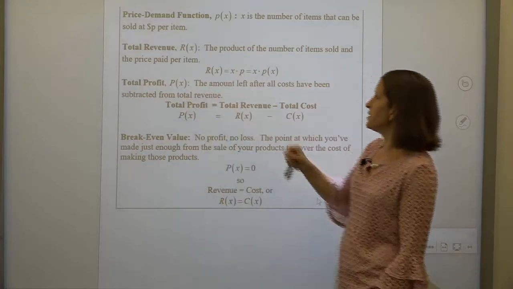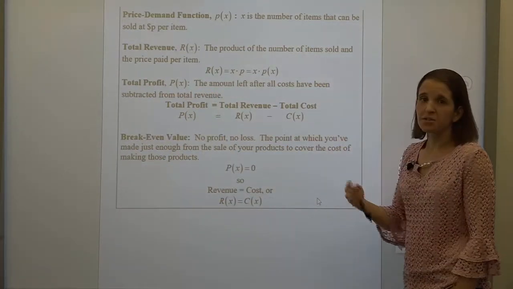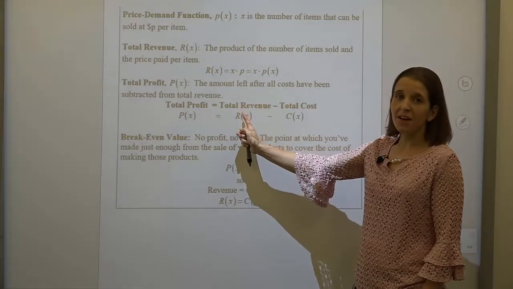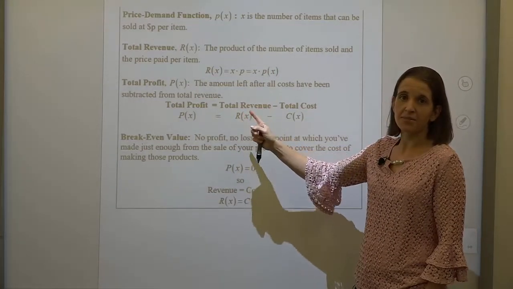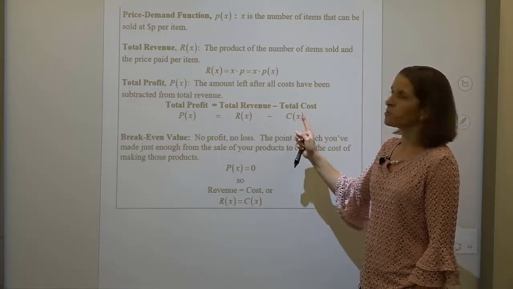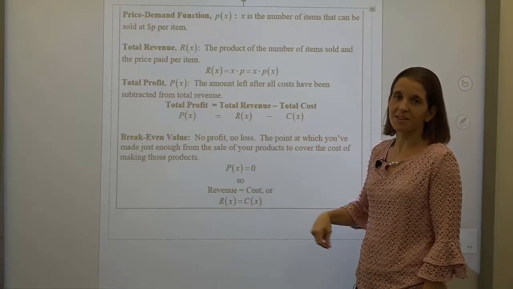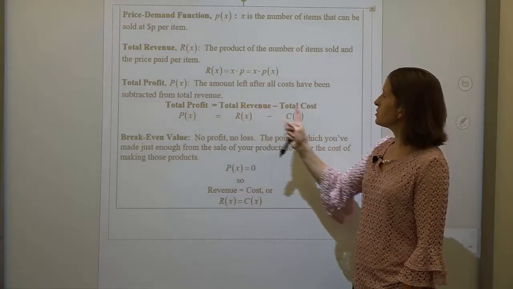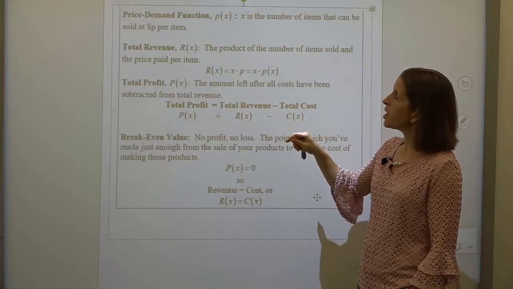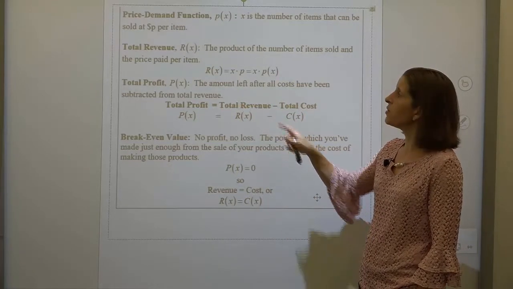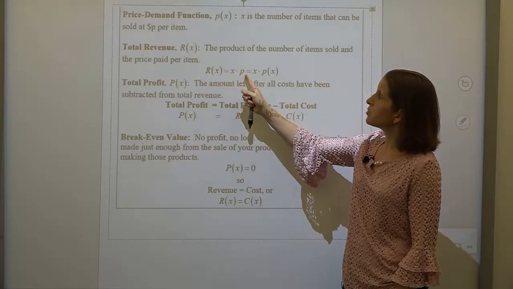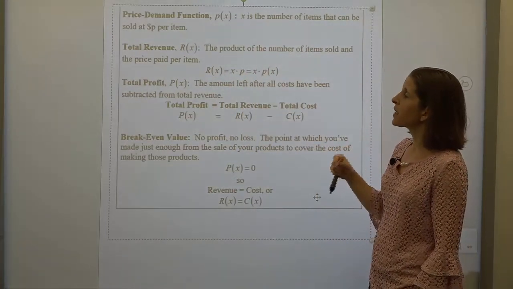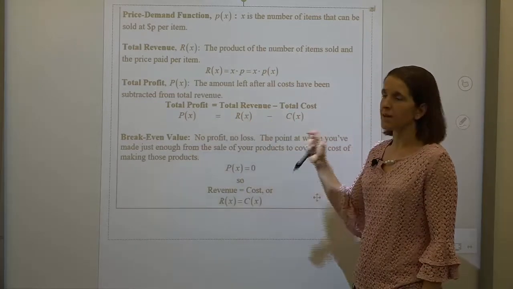So total profit, capital P, is how much you actually make, of course. So the issue is, yes, you bring in this revenue by selling however many items at whatever price. However, you have to pay your costs before you can go put it in your bank, right, or in your pocket. So the total profit is the total revenue minus the total cost. So these formulas are some that you will need to know. That revenue is x times little p, where little p is that price per item or price demand function, and that profit is revenue minus cost.